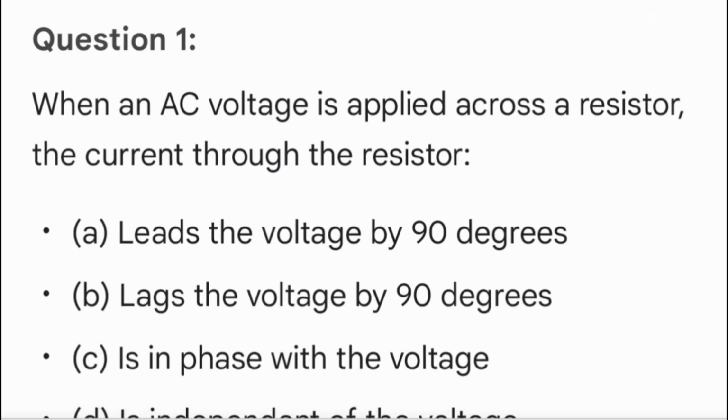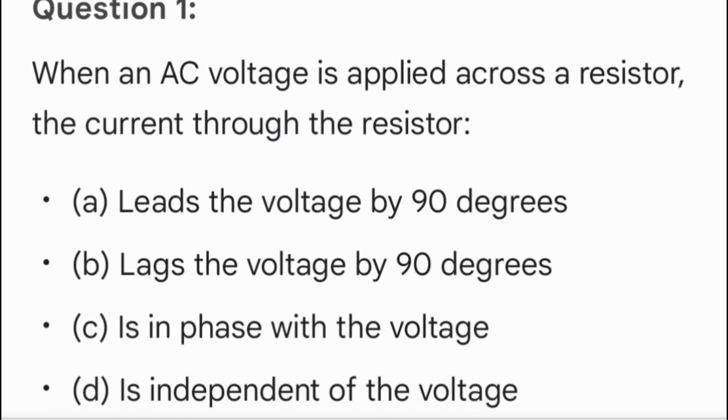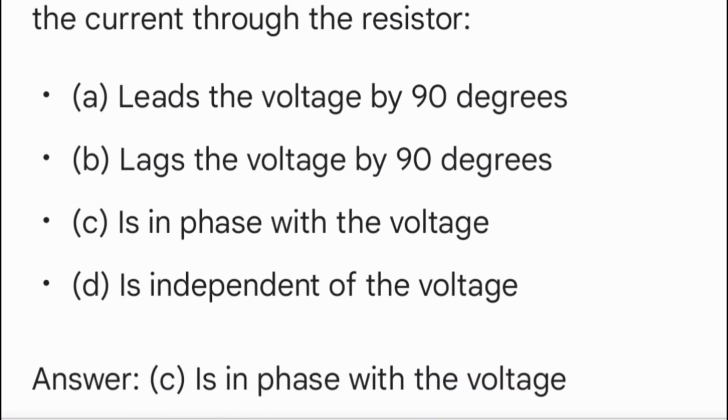B. lags the voltage by 90 degrees. C. is in phase with the voltage. D. is independent of the voltage. Answer. C. is in phase with the voltage.